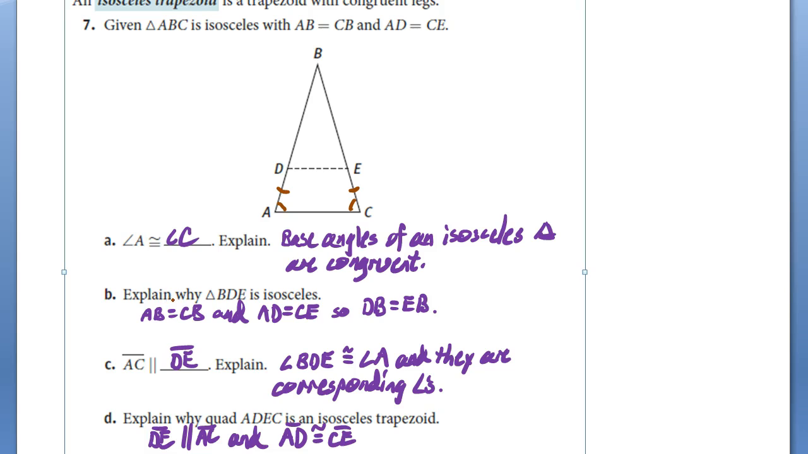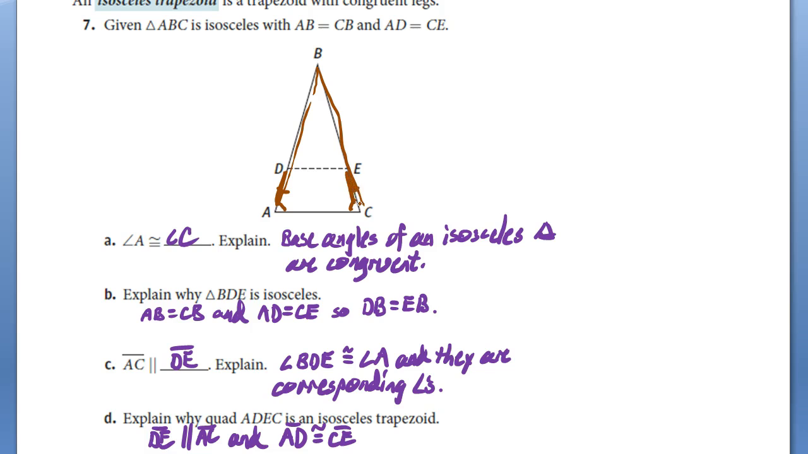Now, question B, explain why triangle BDE, so that top one, is isosceles. And the reasoning goes something like this. Because AB is equal to CB, so because that entire length is equal to that entire length, and because this piece is equal to this piece, if we subtract those equal sized pieces from the longer sides, we would be left with those top pieces, and they would be congruent.